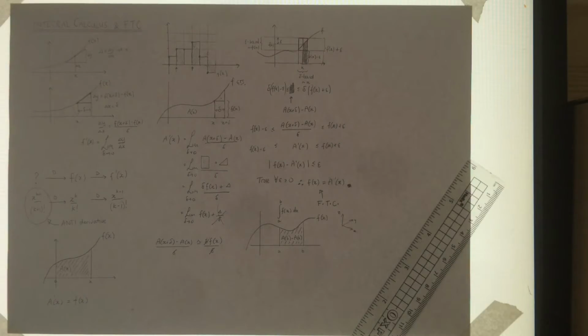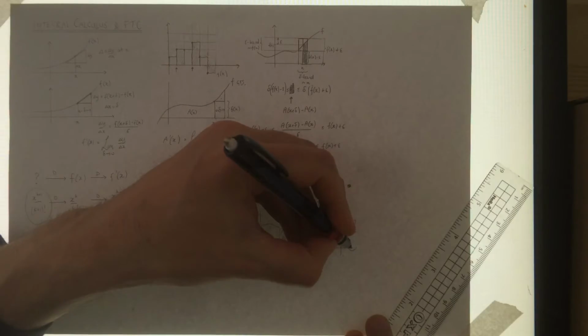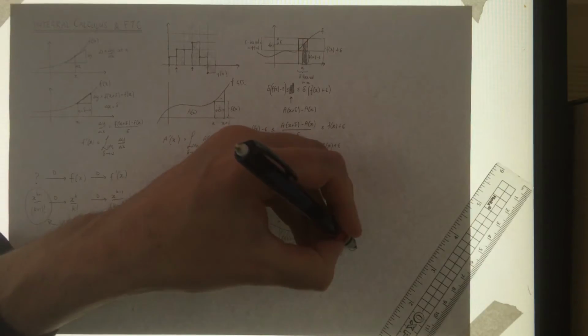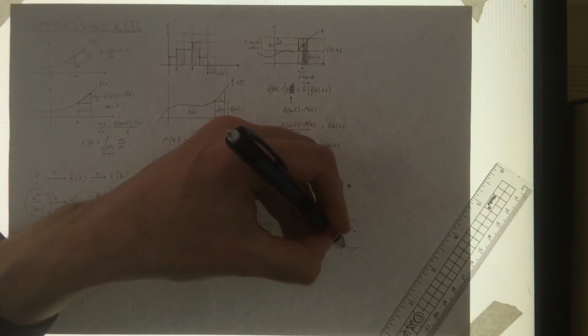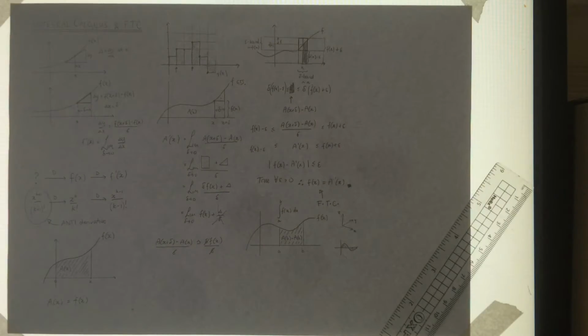Notice as well, area can be negative. So here's a sine wave, for example, over a single period. The area is equal to 0 because the negative area cancels with the positive area. They're equal.